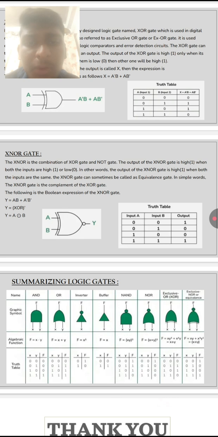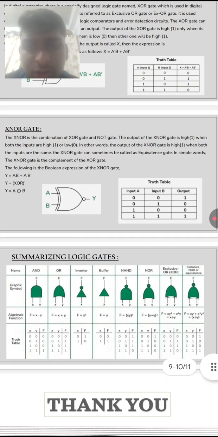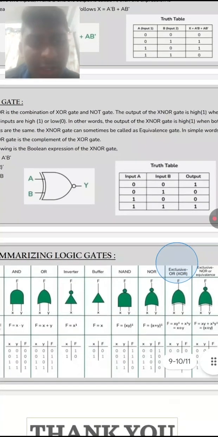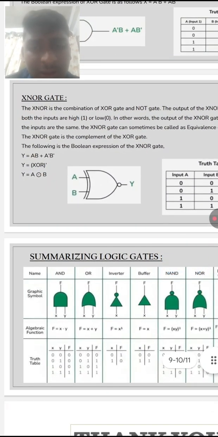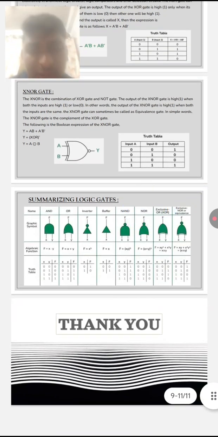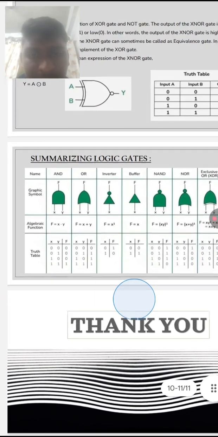The following are the Boolean expressions of the XNOR gate: X is equal to AB plus A bar B bar. Y is equal to X bar. Now we can see the inputs of the truth table and the diagrams. That summarizes logic gates totally.